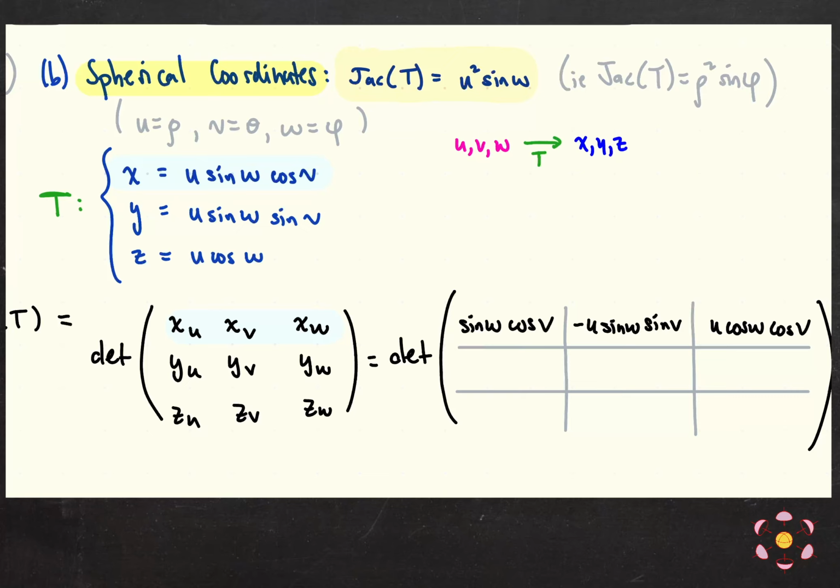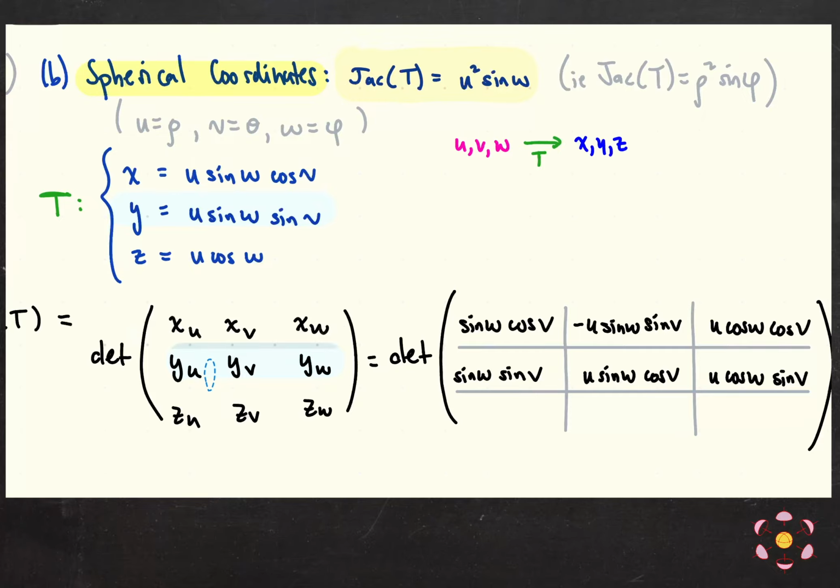Okay, so next up, let's go to the equations for y and calculate all of the different partial derivatives. Okay, so the partial derivative of y with respect to u, sine w sine v. Partial derivative of y with respect to v, u sine w cosine of v. Partial derivative of y with respect to w, u cosine of w times sine of v.